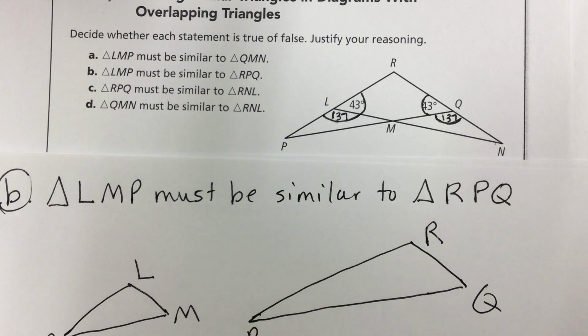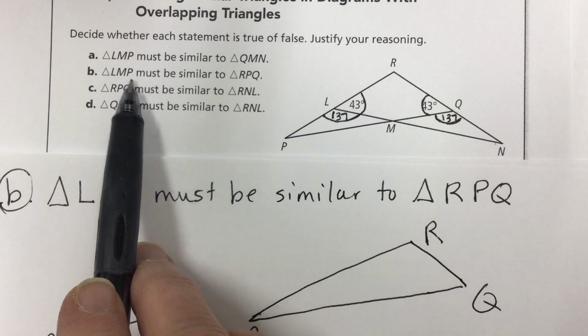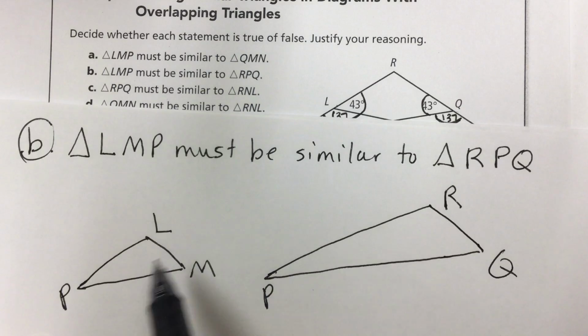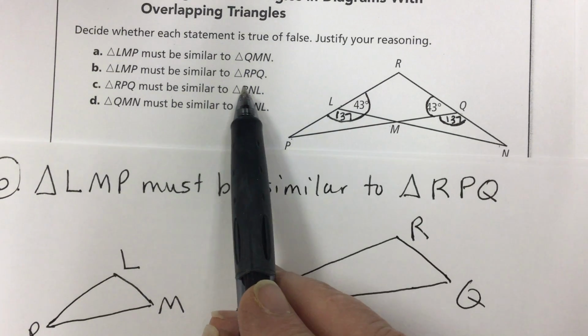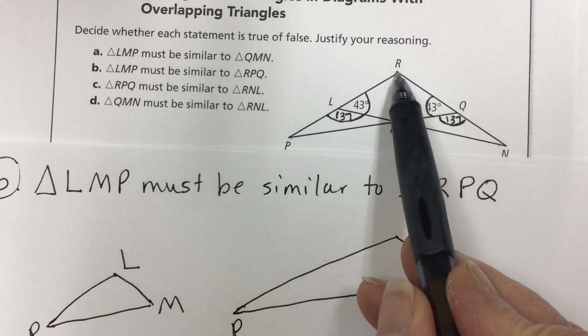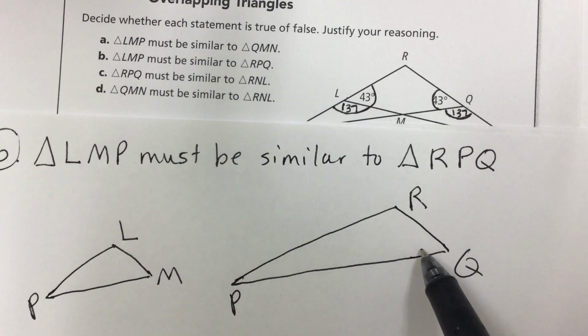Continuing with the previous example, let's look at B part. LMP, L to M to P. That's the smaller little triangle. I've drawn it here, LMP. It must be similar to triangle RPQ. RPQ, that's the larger triangle.